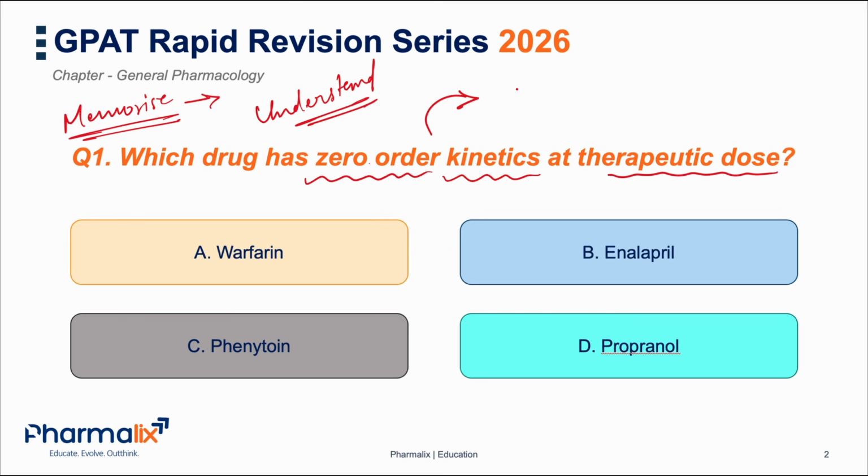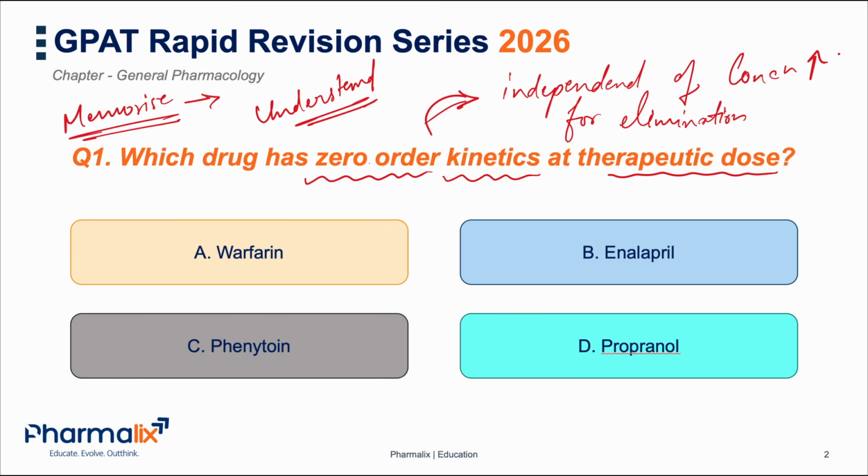What is zero order kinetics? A drug which is independent of the concentration for elimination. That means whatever the concentration is, low or high, the elimination will remain the same. Okay, so is it warfarin? No. Is it enalapril? No. Is it phenytoin? Yes. And is it propranolol? No. So phenytoin follows zero order kinetics as well as mixed order kinetics, that I will tell you later.